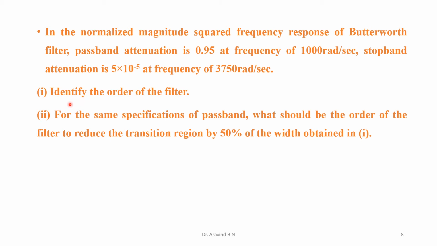First sub question, identify the order of the filter. Second sub question, for the same specifications of passband, what would be the order of the filter to reduce the transition region by 50% of the width obtained in 1? Let us go through the solution.